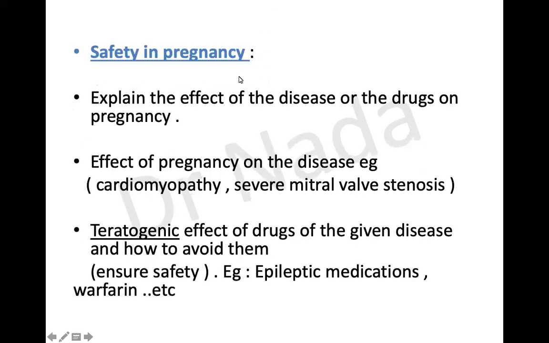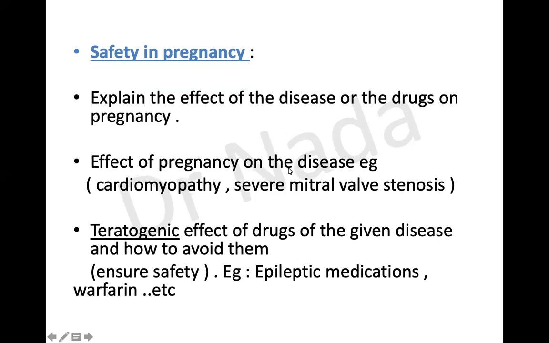Okay, now safety of pregnancy is another important issue when you explain a diagnosis of a given disease, all right? Why should we pay attention to safety in pregnancy? Because there are some diseases which have an effect on the pregnancy. Some diseases, the pregnancy has effect on them. And sometimes because of the drugs the patient is going to take, which have some teratogenic effects on the fetus, all right? So here, you need to explain the effect of the disease or the drugs on pregnancy.